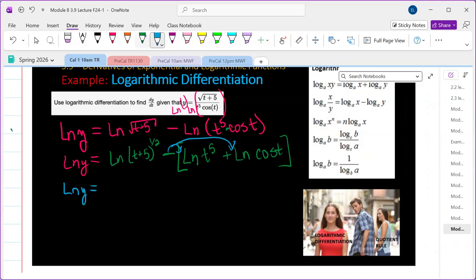So right now we're still doing algebra. We haven't actually taken a derivative. So I have 1/2 times the natural log of t plus 5 minus, so this is minus from the minus being distributed, but then this power can come down in front. So it's minus 5 natural log t and minus the natural log of cosine t. So now that I've strung it all apart, it's now a bunch of sums and differences. I've pulled my powers down. Now I'm going to take the derivative.